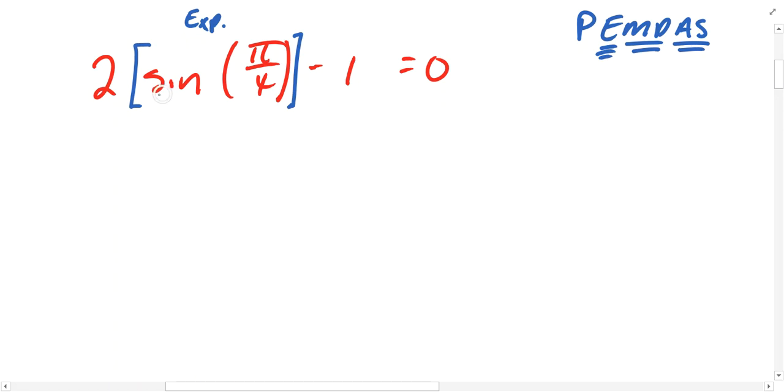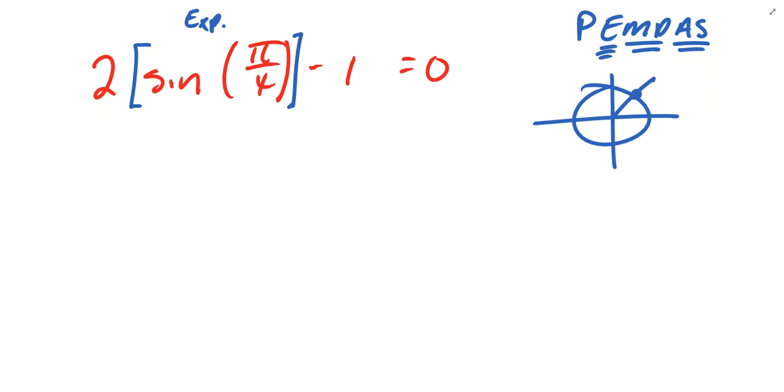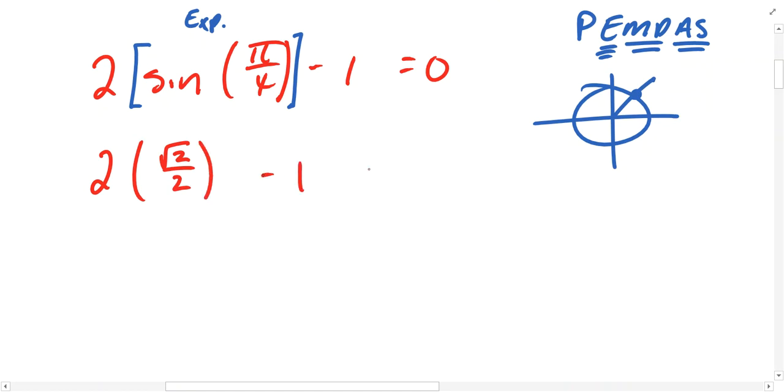So sine of pi over 4. Well, I'm going to think of a unit circle here, and the position pi over 4 is at this spot right here, and sine is asking for the y coordinate at this position. Well, that's the square root of 2 over 2. So we now have 2 times square root 2 over 2 minus 1. I can complete the multiplication and division now, working left to right, if there was any division. I see that this 2 times square root 2 over 2 is just the square root of 2.